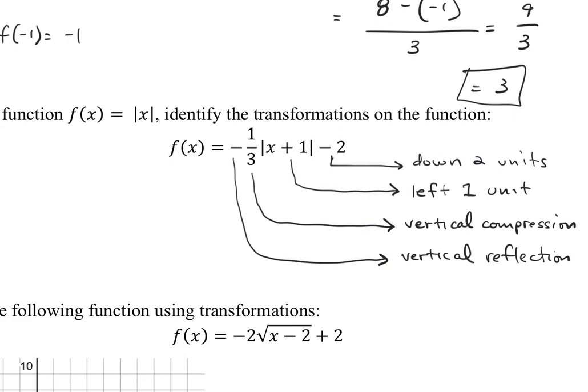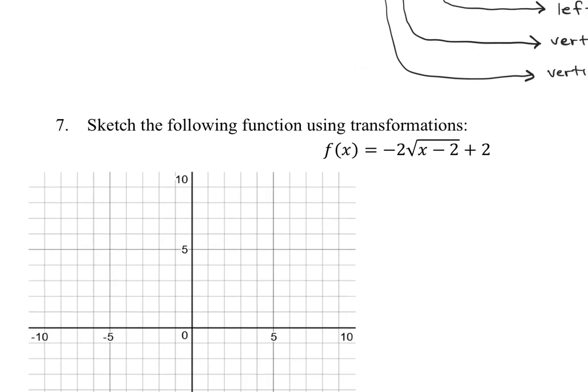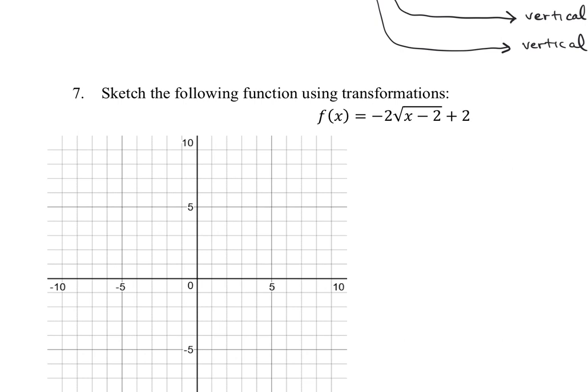That's from section 2.6, as is question number 7 here. So what we have here is a square root function. Remember, f of x equals square root of x. That's the parent function. It starts here at 0, 0 and points up and to the right. So what we have to figure out is how is our graph here going to be different.